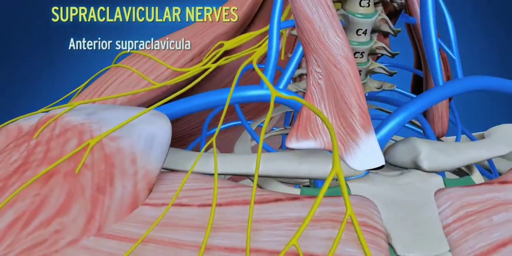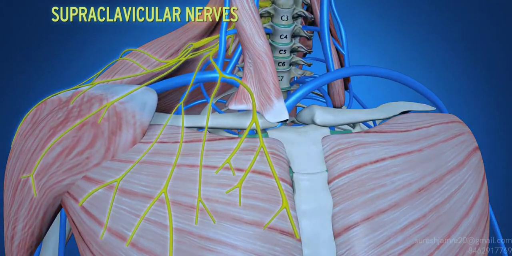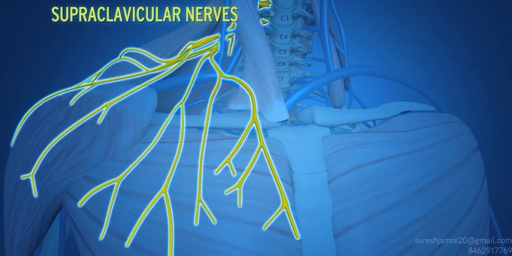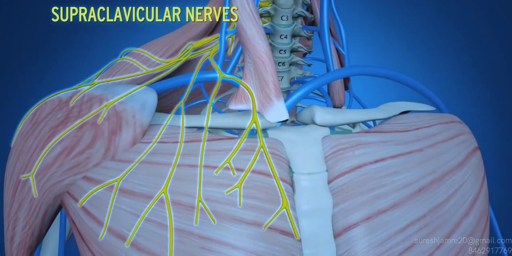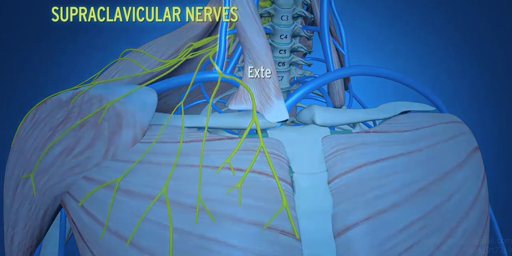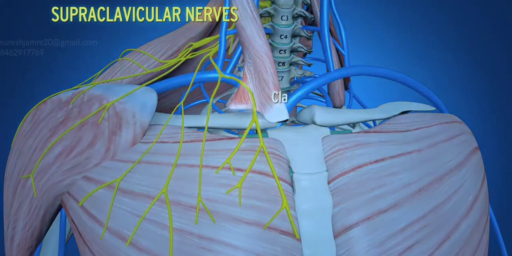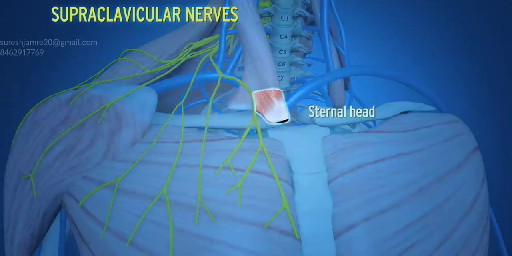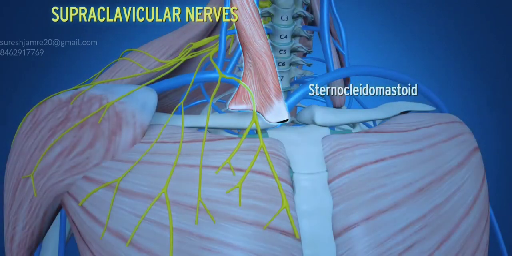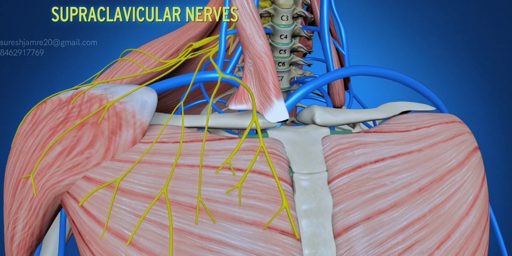Anterior supraclavicular nerve. The anterior, also called as medial supraclavicular nerves, cross obliquely over the external jugular vein and the clavicular and sternal heads of the sternocleidomastoid. It supplies the skin as far as the middle line and second rib inferiorly.